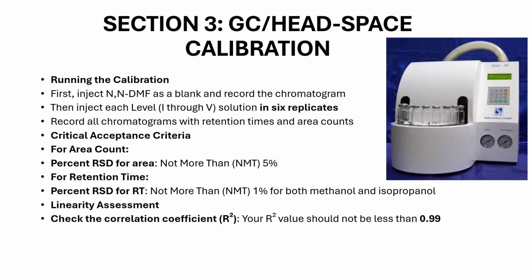So in GC headspace, we are looking for 2 parameters that need to be calibrated. First is the linearity and second is precision. So you're going to prepare 5 levels and inject in 6 replicates. The RSD for area of your standard should be not more than 5%, and the RSD for retention time should not be more than 1%. And the correlation coefficient should be not less than 0.99.